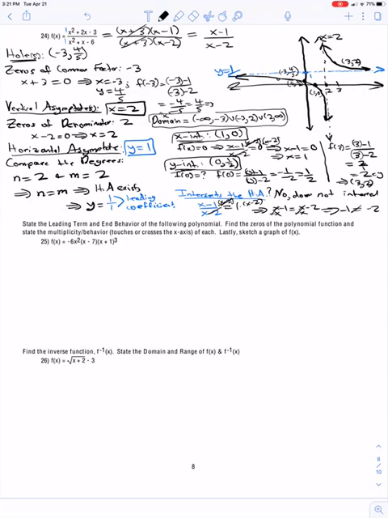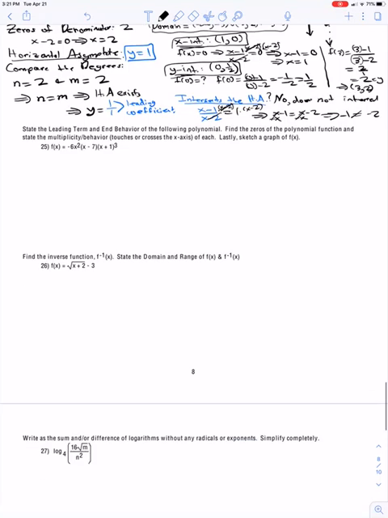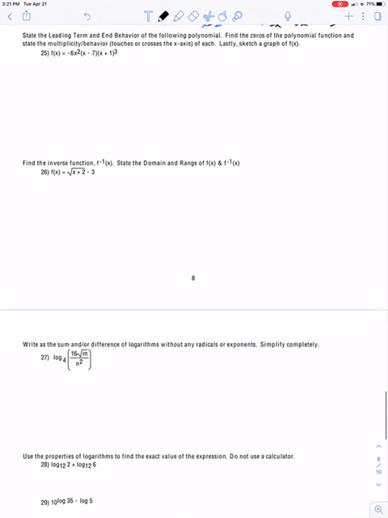All right. Moving on, let's go to problem number 25. Let's talk about a polynomial of higher degree. Let's state the leading term and the end behavior of the following polynomial. Find the zeros and multiplicity and tell me the behavior of the graph with multiplicity, which means does it touch or cross through the x-axis at those zeros. And then sketch it based off that information.